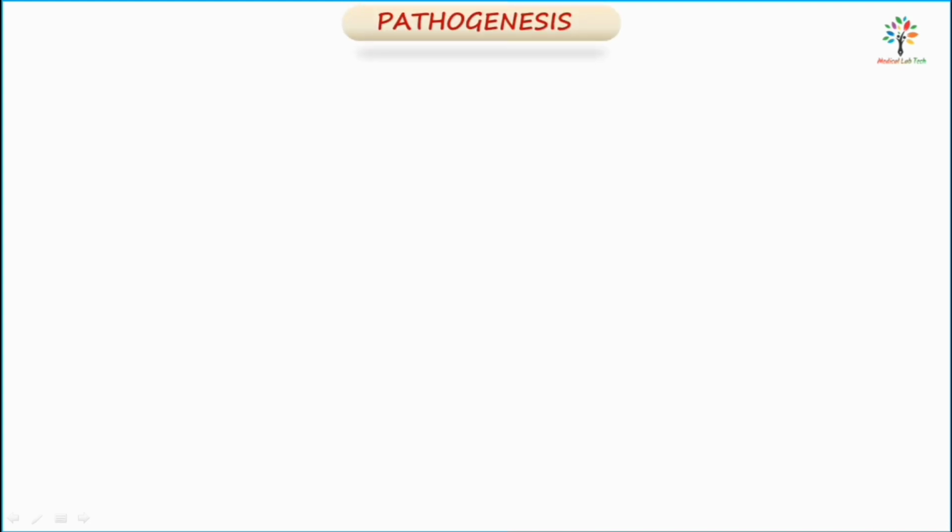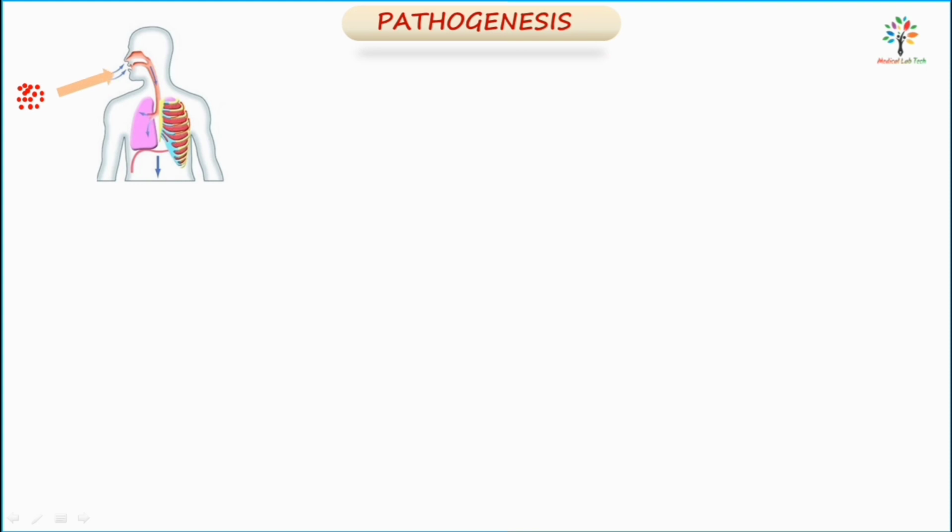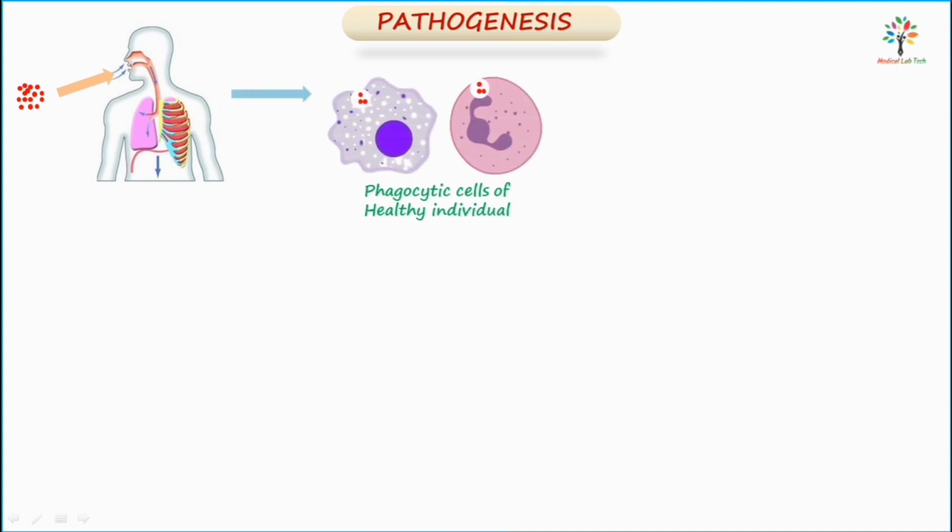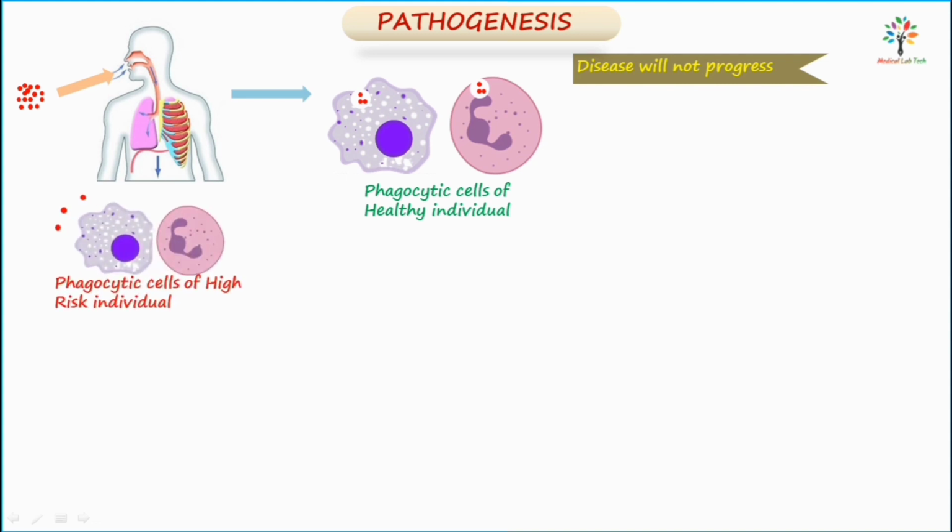Next, we will have a look at the pathogenesis, meaning how the disease develops. The fungal spores enter via the nose. After entering through the nose, in the case of a healthy individual, the macrophages and polymorphonuclear cells will engulf the fungal spores and destroy them. Engulf means it will eat up the spores. So in the case of a healthy individual, the disease will not progress. In the case of high risk individuals, the macrophages and the polymorphonuclear cells cannot phagocytose the fungal spores because of defective chemotaxis and phagocytosis of the immune cells.